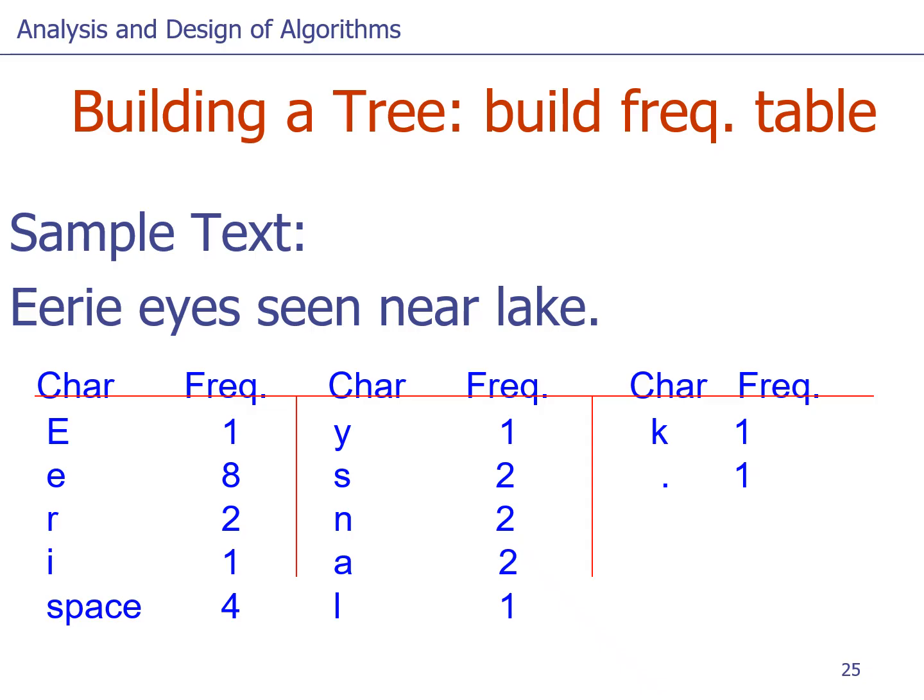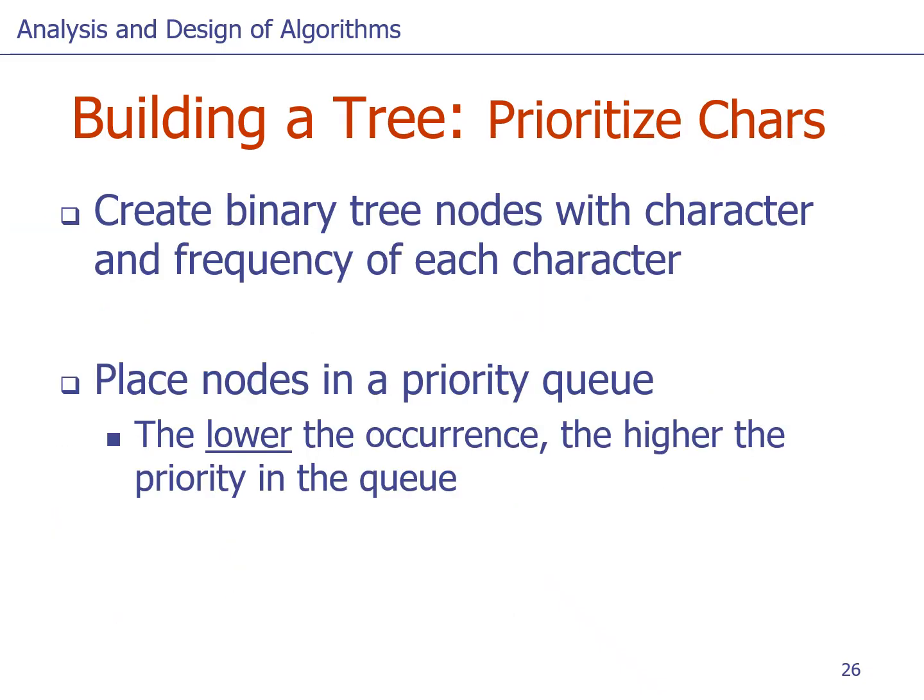Now, once I have built this table, this is what I'm going to do. I will create a binary tree. So this is a tree that consists of at most 2 children with the characters and frequency of each character. Okay, I will show you shortly an example of this. And what I'm going to do is I will place all my nodes in a priority queue. So I'm going to use a tree and a priority queue.